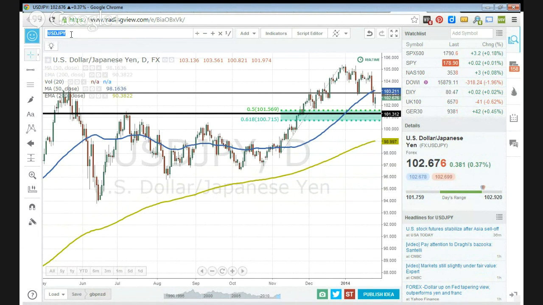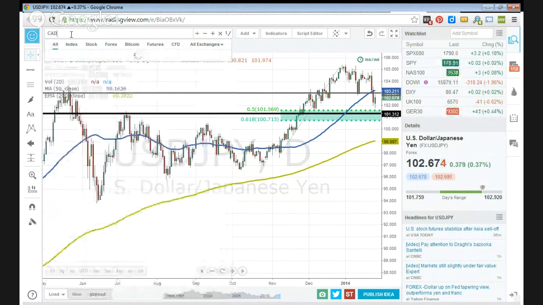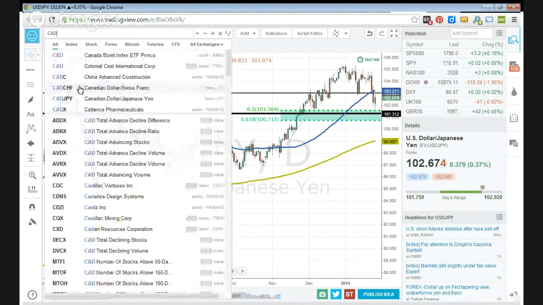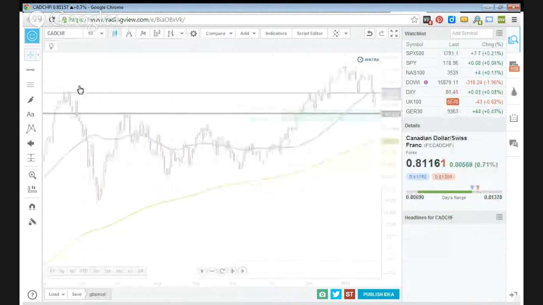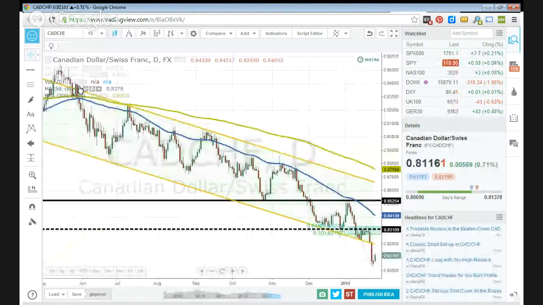Now we can go to the Canadian dollar pairs. Basically just Canada Swiss and Canada yen here. Okay, Canada Swiss is reversing. So now if we can pull back to 83.10, about 150 pips, that might be an interesting short opportunity. At this point, though, just waiting.